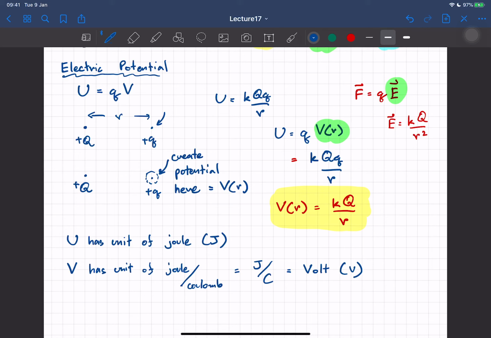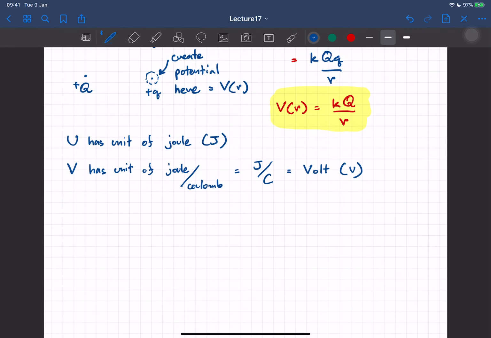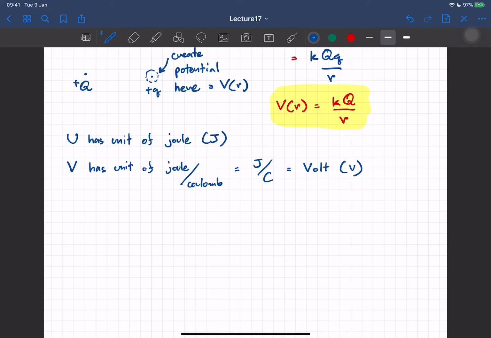It should be familiar to all of you, right? Because when you go buy a battery, you usually need to specify the voltage. How many volts is the battery you want to buy, 12 volt, 1.5 volt. That's the same unit as the potential. So joules per coulomb gives you volt. And because this is electric potential energy per unit of charge, it's also a scalar. It's not a vector, unlike electric field.